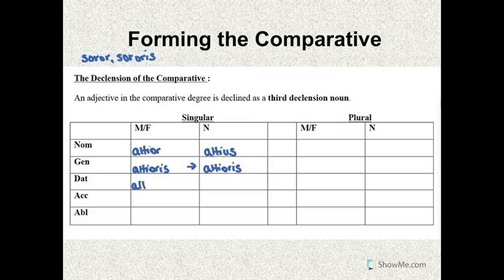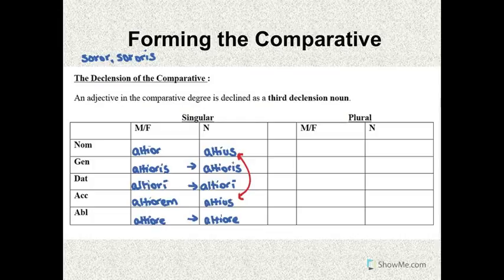The dative will be altiori for both as well. The accusative will be altiorem for the masculine and feminine, but it will be altius for the neuter because of the laws of neuters. Their nominatives and accusatives always look the same. The ablative will be altiore for both columns.